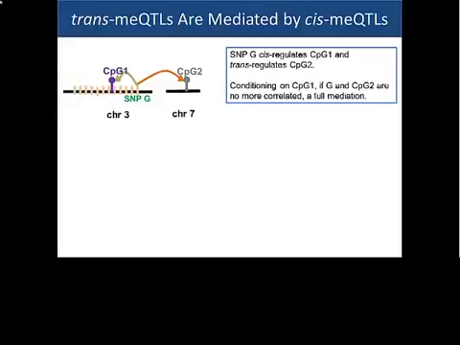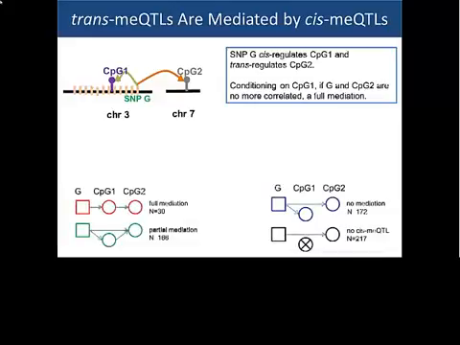This is a concept borrowed from causal inference. If by conditioning on CpG1, the correlation between G and CpG site 2 is reduced, but it's still statistically significant, then we say CpG1 partially mediates the trans association. Based on this analysis framework, out of the 585 trans associations, we were able to identify 30 trans associations with full mediation and 166 with partial mediation.